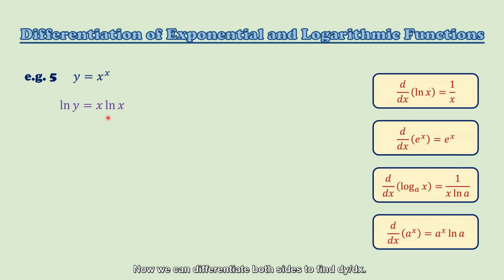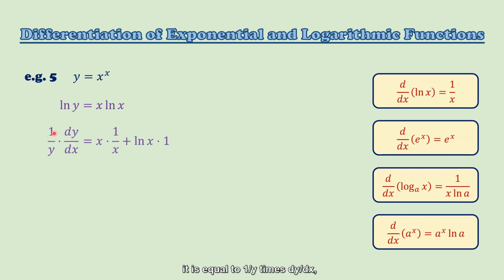Now we can differentiate both sides to find dy dx. For the left-hand side, after differentiation, it is equal to 1 over y times dy dx. And then for the right-hand side, we should apply the product rule. That means we should first of all take out x, and then we differentiate log x so that it is equal to 1 over x. And then for the second part, we should take out log x, and then we should differentiate x so that it is equal to 1. And after simplification, it is equal to 1 plus log x.